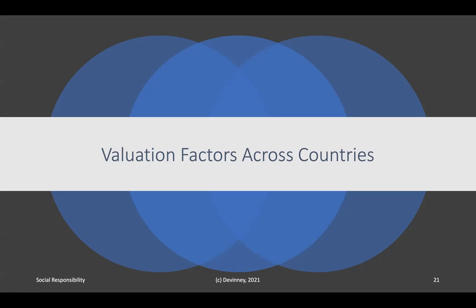Welcome. This is the supplemental part of the social responsibility lecture. Here, what I want to do is just go over a few things related to values across countries. This is really meant to supplement the culture discussion, because it's an alternative to things like the World Values Survey.